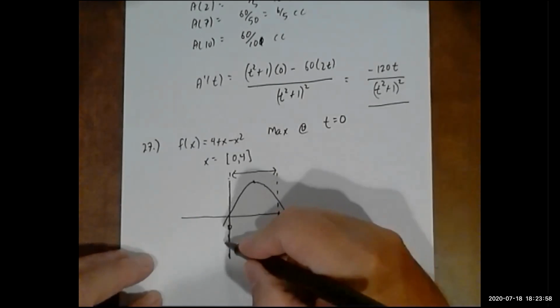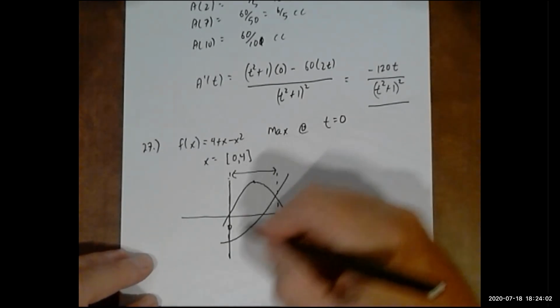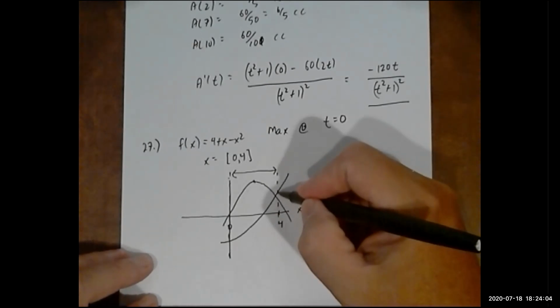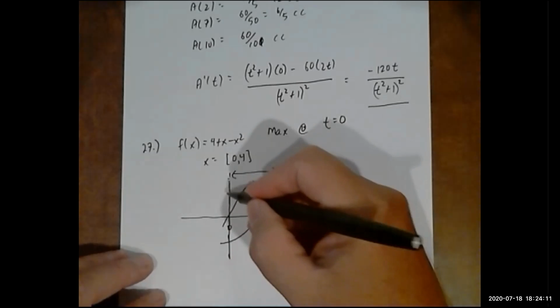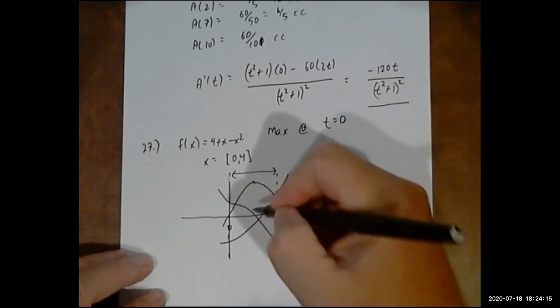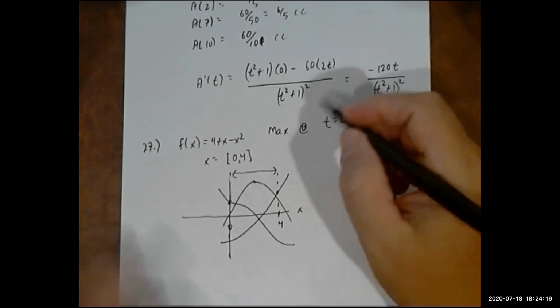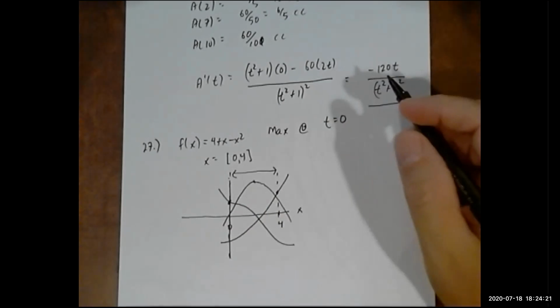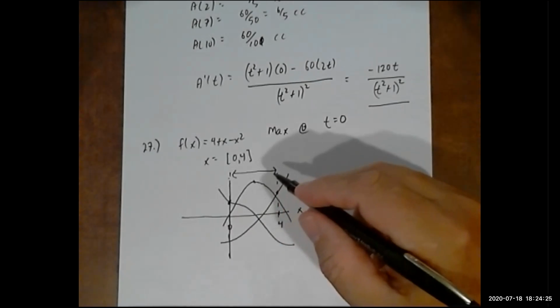But what if the graph is like this? What would be the maximum point? Well, actually, the maximum point would be right here at the edge. What if the graph was like this? Where's the maximum? Over here at this edge. So because of that, here's the way you do these absolute maximum and minimum problems.